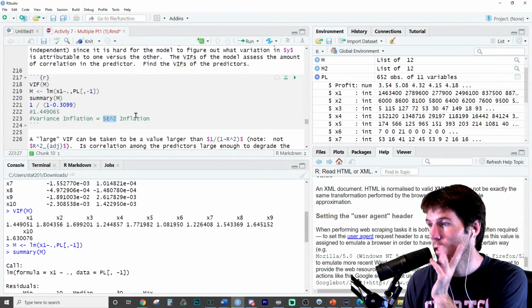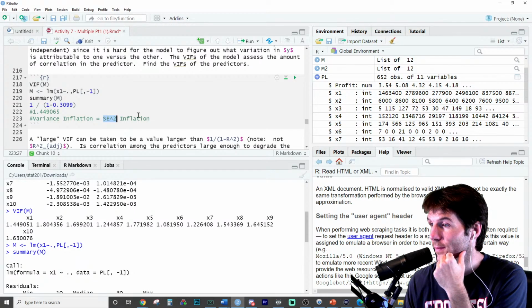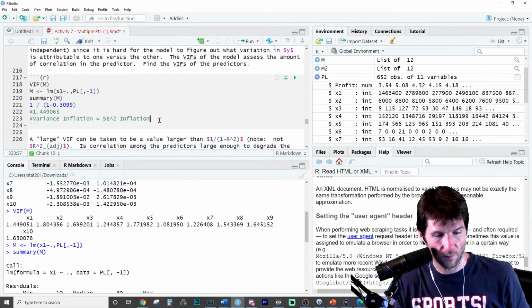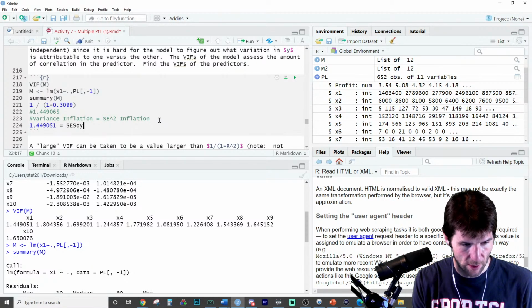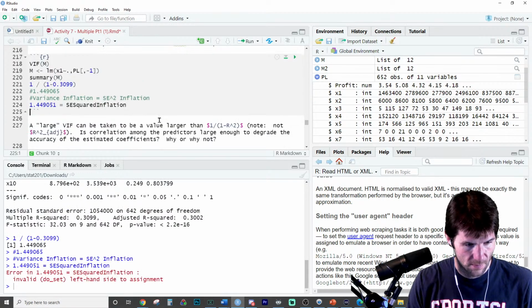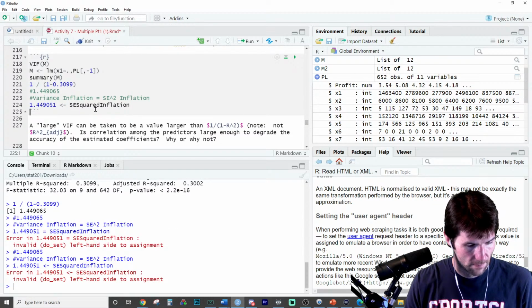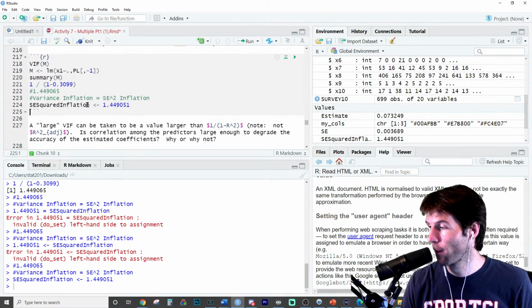Once you see it's just standard error squared, let's find the standard error inflation. So we know what the standard error squared inflation is. So this is equal to SE squared. Oh, I'm doing it the wrong way. My brain needs to reset. There we go.